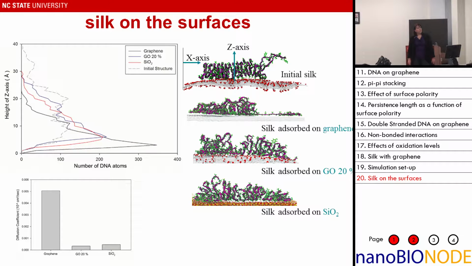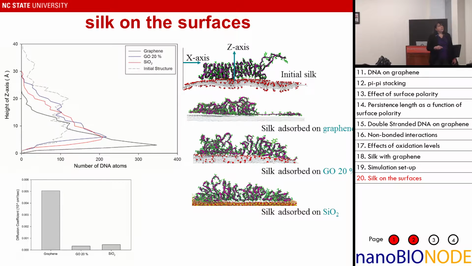If we look at this structure, this is our initial structure. It had a high level of crystallinity. This was an amorphous region, and this was an amorphous region. On graphene, we again see this spread, but in general, maintenance of some of the secondary structures. Graphene oxide versus silicon dioxide has almost similar distributions. If we look at the diffusion coefficient of the silk on the surface, on graphene the silk basically slides around the surface, and graphene oxide and silicon dioxide have almost the same sliding force. We also see that the height distribution is the same for silicon dioxide and graphene oxide. So we don't see any difference here.